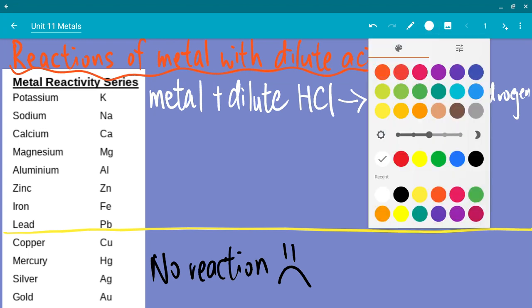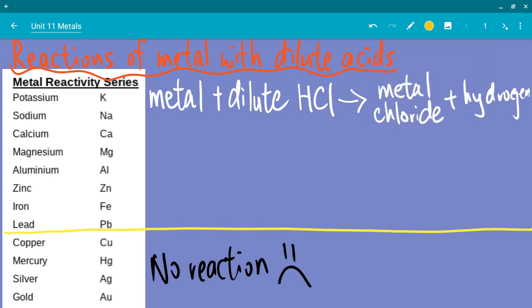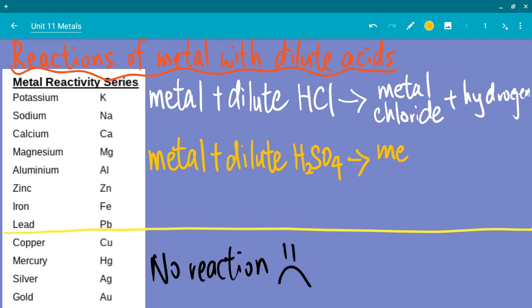All right, and the second type, let me use this color, is when metals react with dilute sulfuric acid. Again, to save space, I'm going to write H2SO4. You would get a metal sulfate plus hydrogen gas.